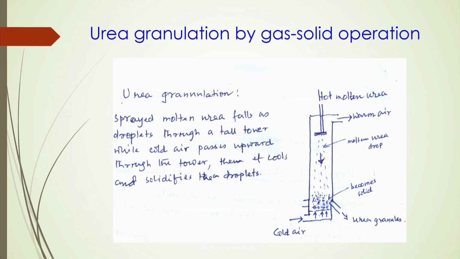And whenever the droplets of this molten urea are falling downward through this cold air, you will see that the hot molten urea will be converted into hard granular urea there. So, this is one application for this gas solid operation, just by fluidizing this hot molten urea to make urea granules.